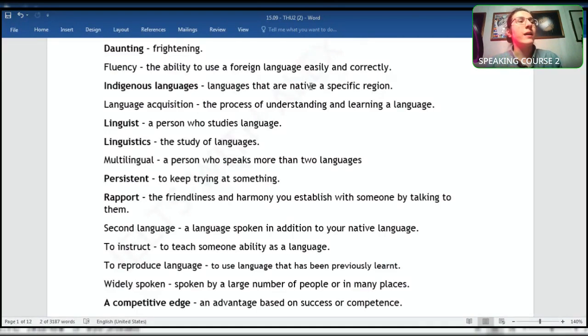And I think that is why more and more people are gaining fluency in these widely spoken languages.